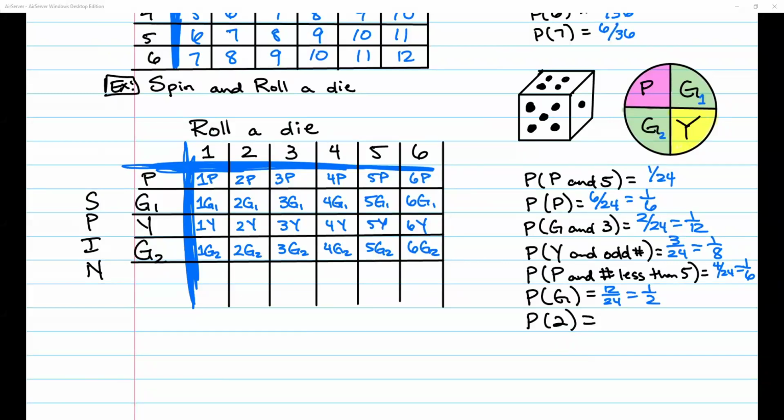Half the time. And then last one, what's the probability that you get a 2? Again, I don't care about the color. I just care that you get a 2. So then here's a 2, here's a 2, here's a 2, here's a 2. It looks like it's 4 out of 24, which makes it a 1 in 6 chance.